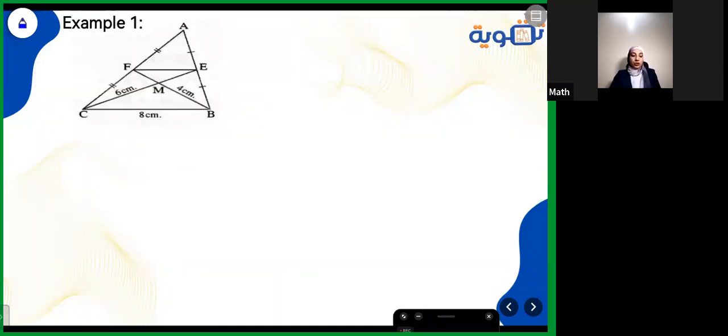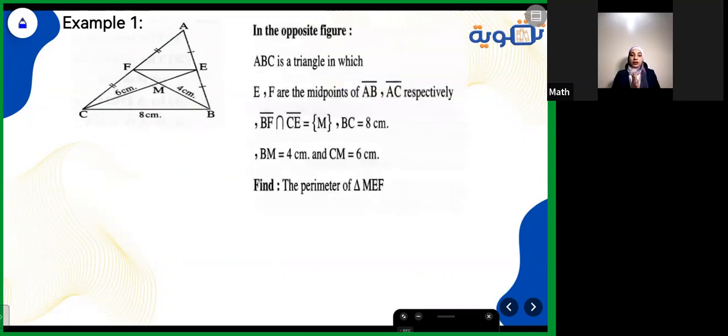Then after that, we are going to study an example about this part. You have to remember the ratios or the point of concurrence. What does it do to the medians in the triangle? Okay, I have here in the opposite figure, ABC is a triangle in which E and F are midpoints of AB and AC, respectively. The intersection of these two medians is point M. BC is 8 centimeters, BM is 4 centimeters, CM is 6 centimeters. We need you to find the perimeter of triangle MEF.